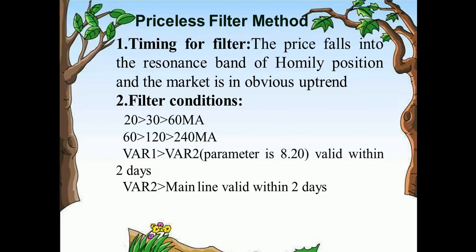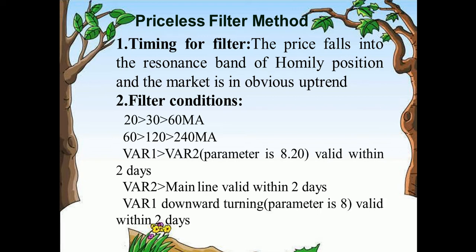So the filter conditions: 20 days moving average more than 30 days moving average, more than 60 days moving average. 60 more than 120 and more than 240. VAR1 more than VAR2, parameter is the same, valid within 2 days. VAR2 more than main line, valid within 2 days. Why we set this condition? VAR1 downward turning and within 2 days. Why I set this condition? You should know why we set this one.